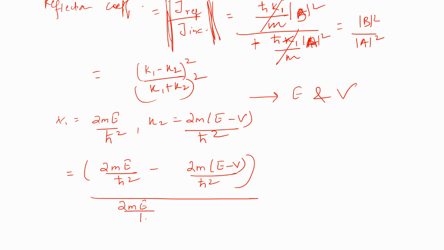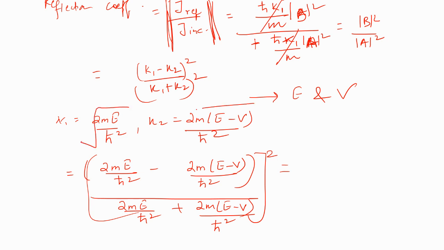2me upon h cross square plus 2me minus v upon h cross square. So this whole square root. Yes, sorry, this will be square root.